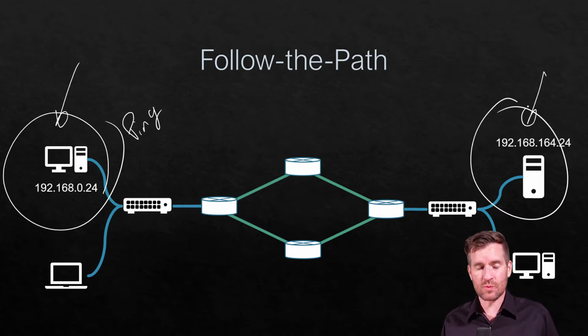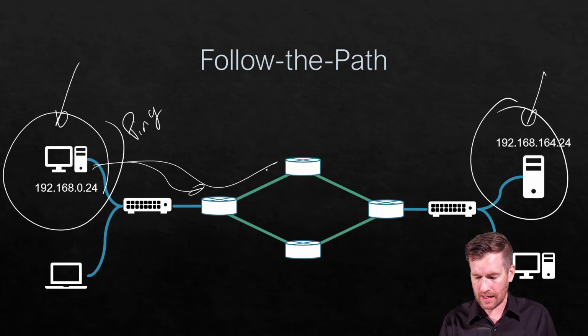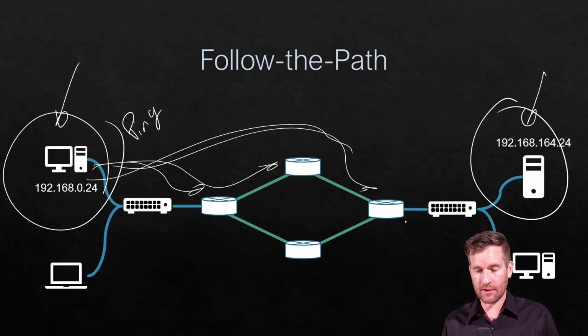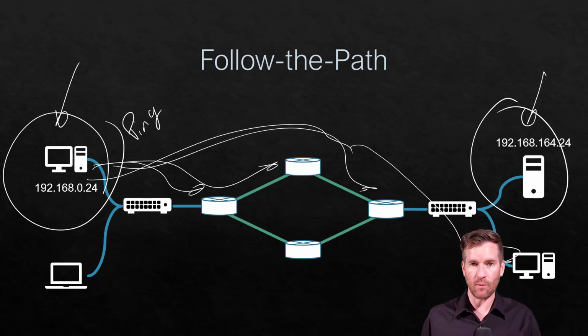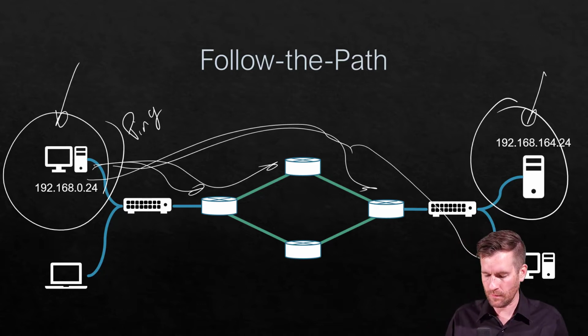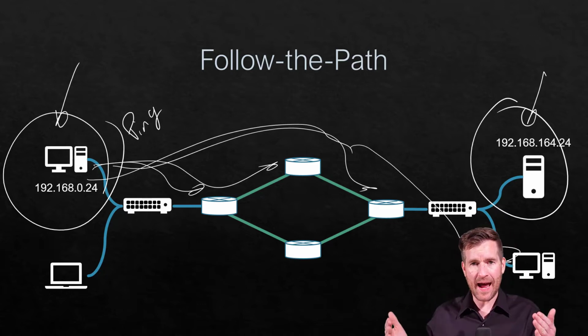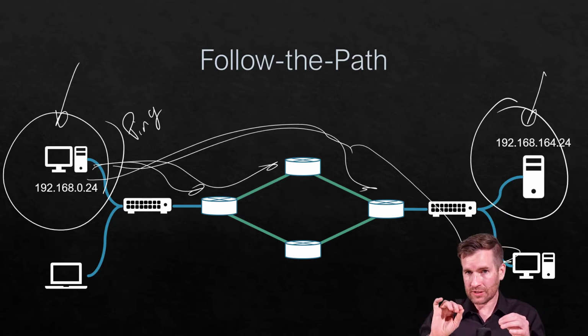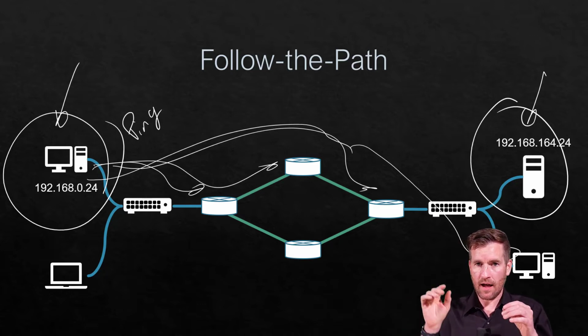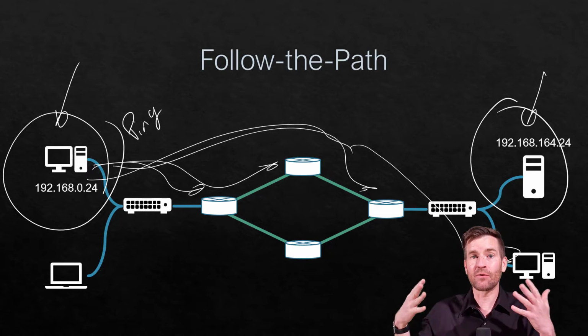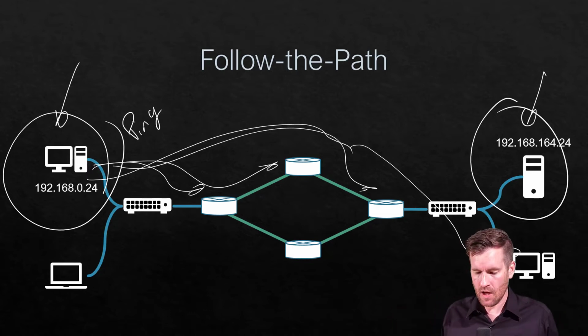And so what we can do is test by, let's say, pinging devices in between to see how far we get. Or maybe we ping another device over here on this other network to see if the network is reachable. So we can follow the path with this, and we can start testing each one of these hops that we have here to see if we've got actual connectivity. So that is the follow the path method.